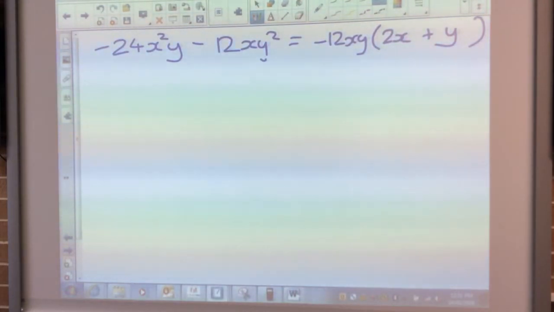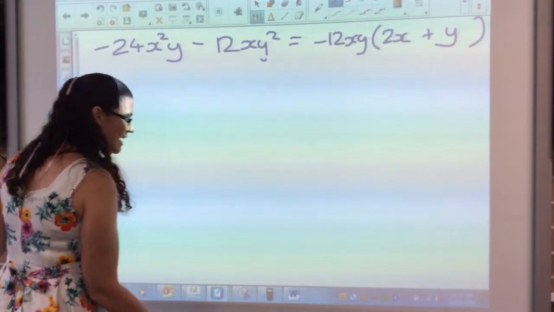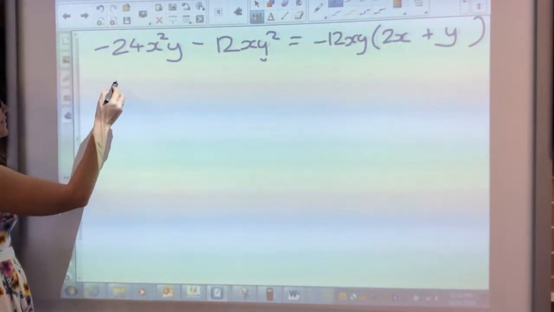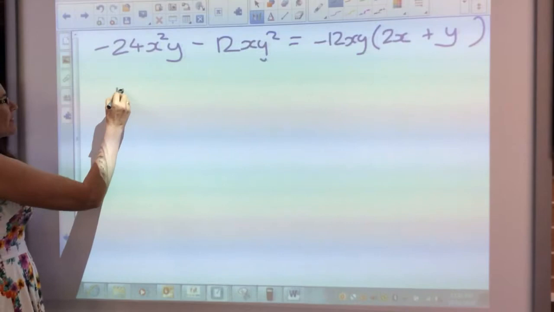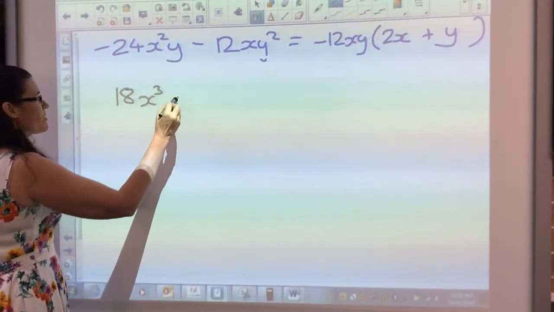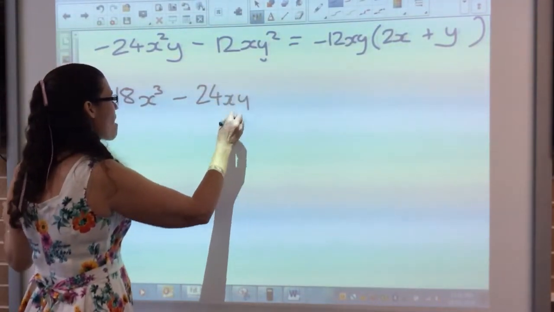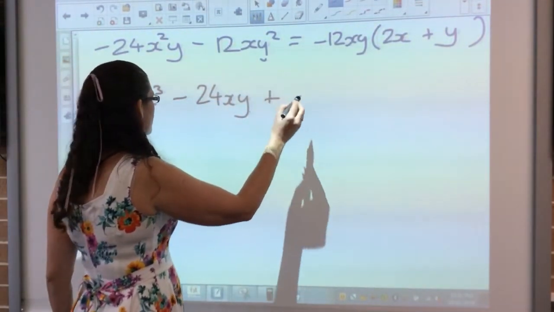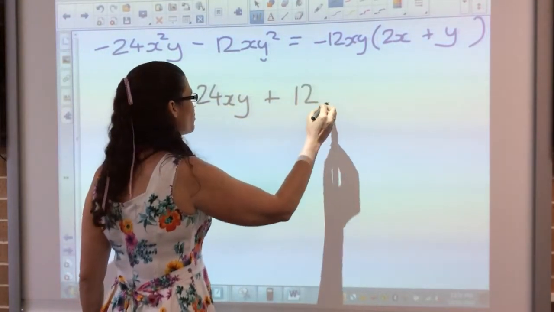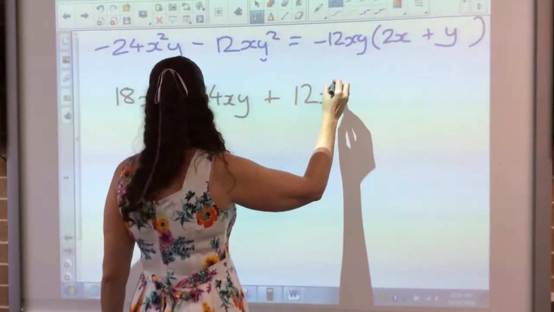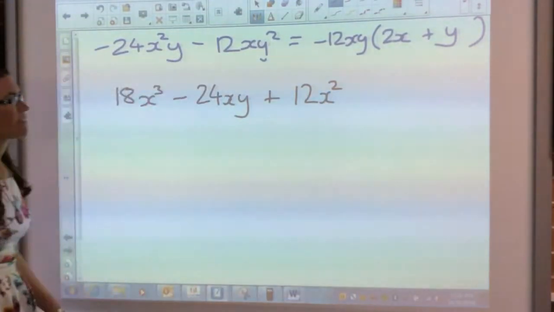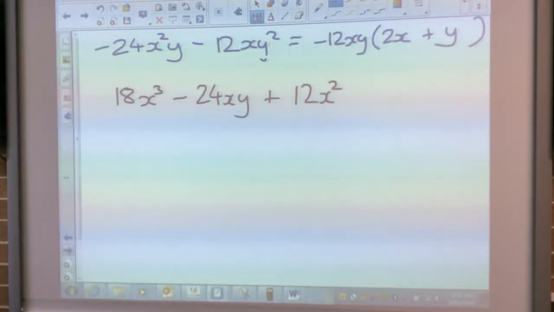All right, what if we had 3 terms? Let's say we have 18x cubed minus 24xy plus 12x squared. Okay, we've got 3 terms. It's exactly the same concept though. I still have to find the number that's common, the letter that's common. It just has to be common to all 3 now.